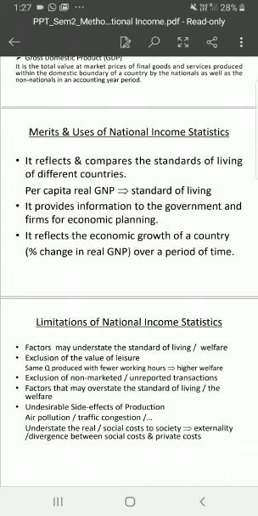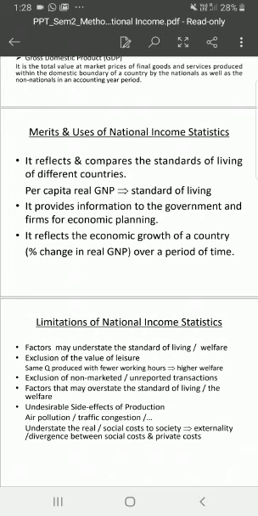From these per capita GNP figures we can make a guess about the standard of living the people of that particular country have. It also has a very beneficial impact for the government, because it helps them to plan their economic policies. It reflects the economic growth of a country. It helps to conclude whether a country has improved over time.